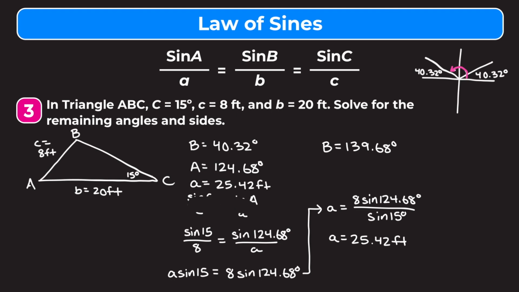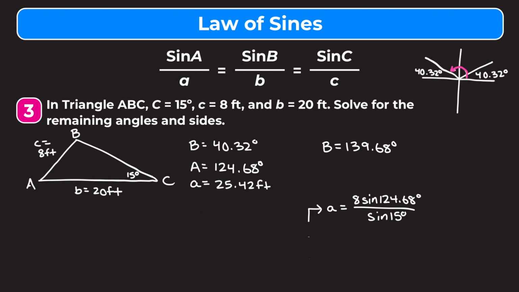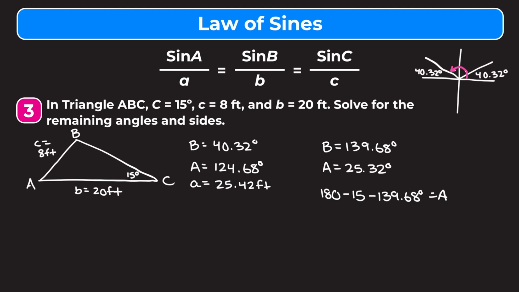Now we're going to do the same thing for the second triangle. I'm going to erase all of this so that we have some more space, and we'll do the same thing for when angle B is 139.68 degrees. We find angle A by taking 180 and subtracting angle C and angle B. That's going to equal angle A. If we do this, we should get that angle A is equal to 25.32 degrees. I'm going to erase this, and now we are going to solve for side A.